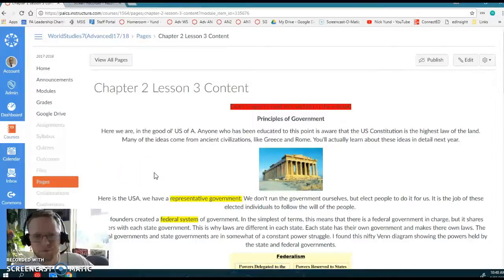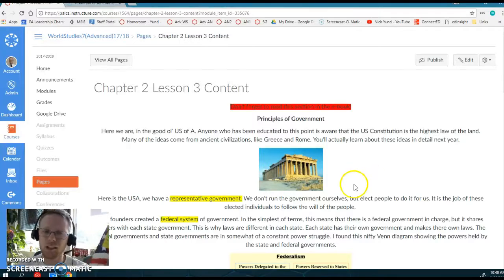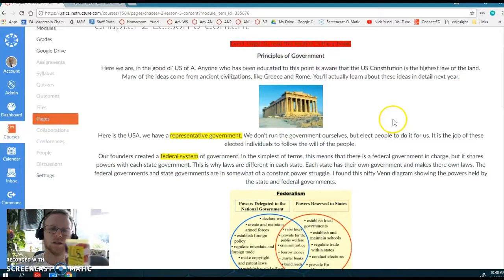So here we are, the good old US of A. Anyone who has been educated to this point is aware that the U.S. Constitution is the highest law of the land here. Many of the ideas that we use in the U.S. Constitution actually came from ancient civilizations that we're going to learn about. Civilizations like those of Greece and Rome. And you'll learn about some of these, at the time, very profound ideas that are in the Constitution next year when we learn about the writing of the Constitution.